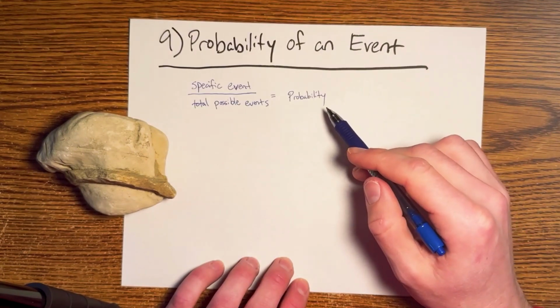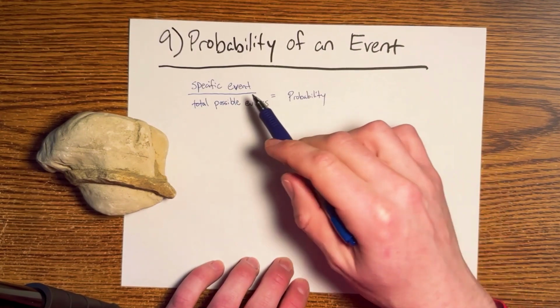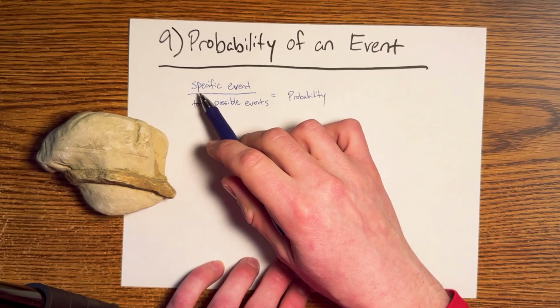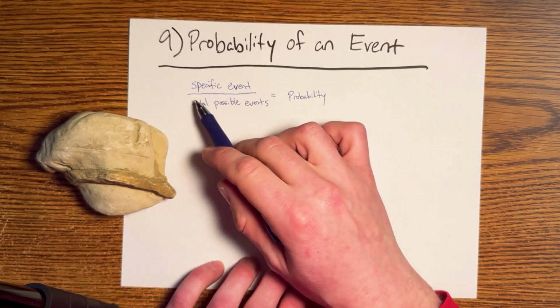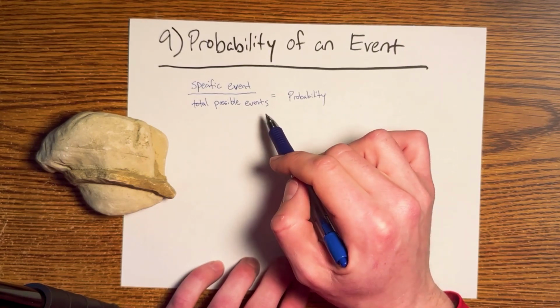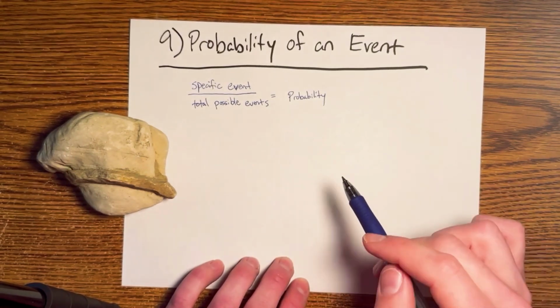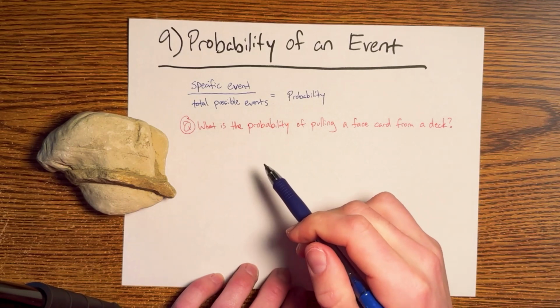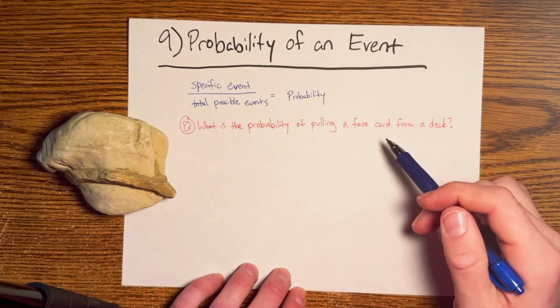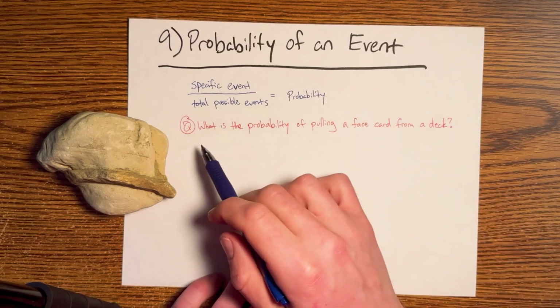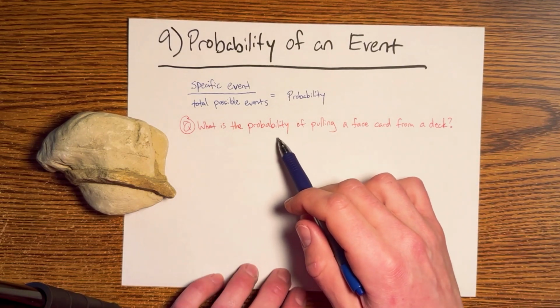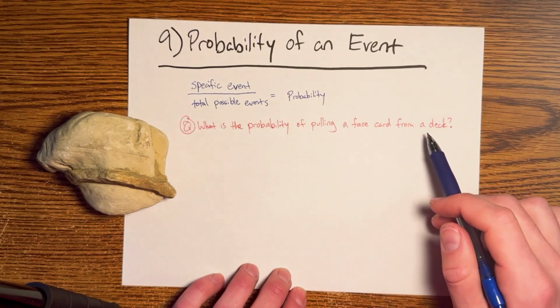Number 9, probability of an event. Probability refers to the likelihood of something happening. In other words, the number of times a specific event occurs divided by the total number of possible events. Let's jump right into some examples. Oftentimes you'll see questions referring to decks of cards or dice for these types of problems because they're easy to use.